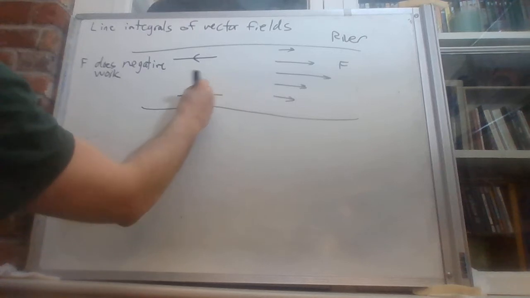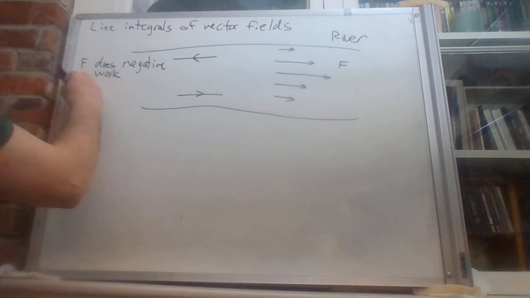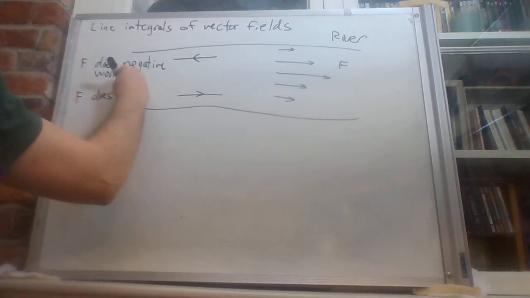If, on the other hand, we swim in the direction along with the current, the same direction, now the vector field is helping us out. It requires less effort to make progress. So here we say f does positive work.